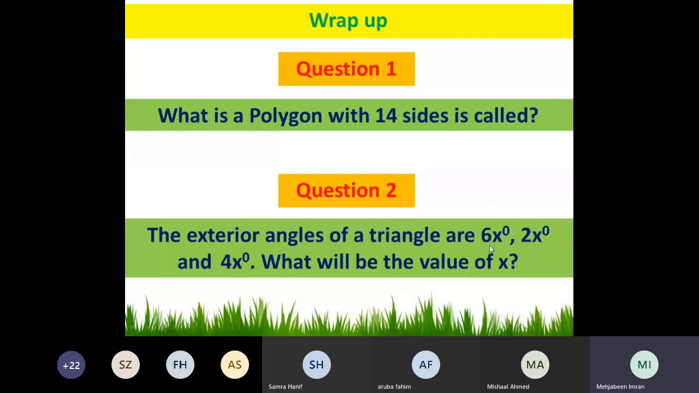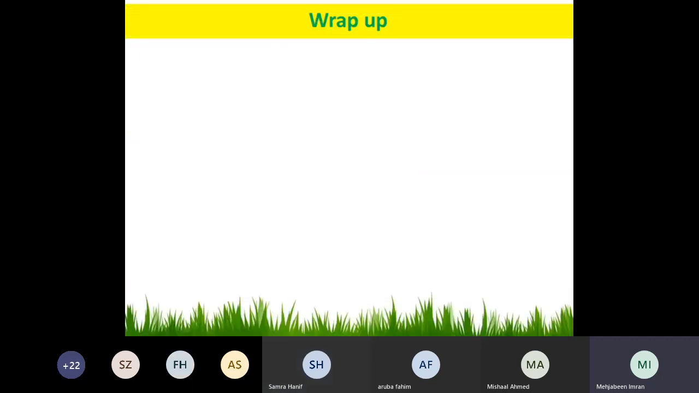So the first angle will be 180. Second angle, 2x, will be 60 degrees, because 2 will multiply with 30. Now 4 will multiply with 30. 4x will be equal to 120 degrees. These are all the exterior angles. Good.